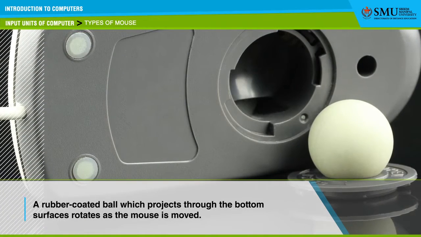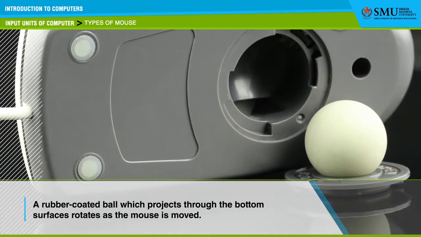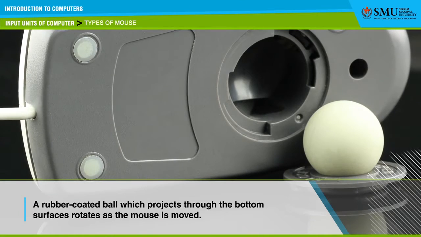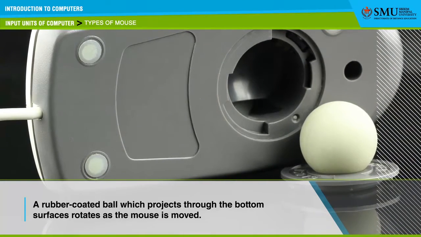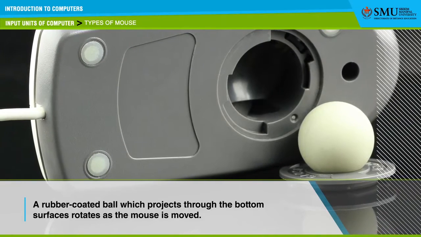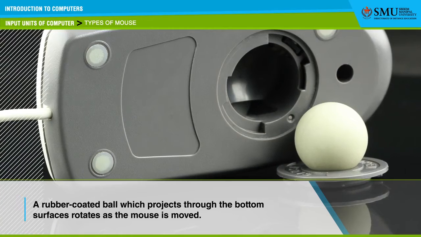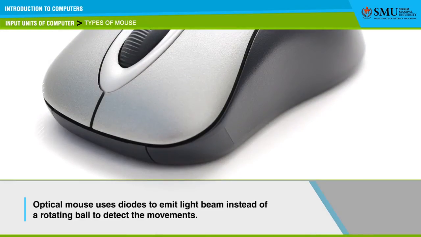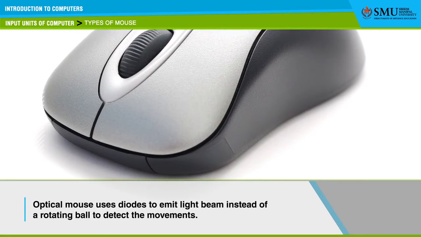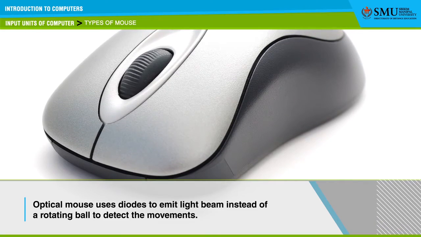Mechanical mouse: a rubber-coated ball which projects through the bottom surface rotates as the mouse is moved. This rotation is sensed and electrical signals are sent to the system by the switches present inside the mouse. This makes the cursor or pointer move in a respective way. Optical mouse uses a diode to emit a light beam instead of a rotating ball to detect the movements.